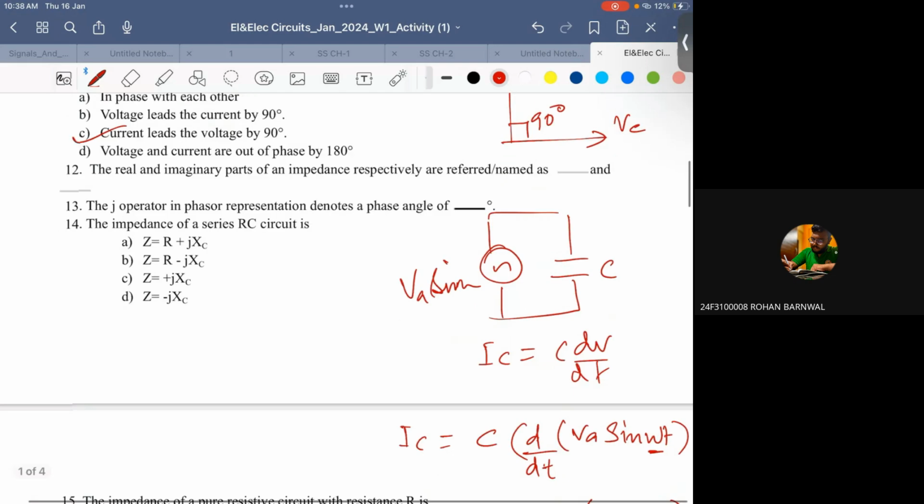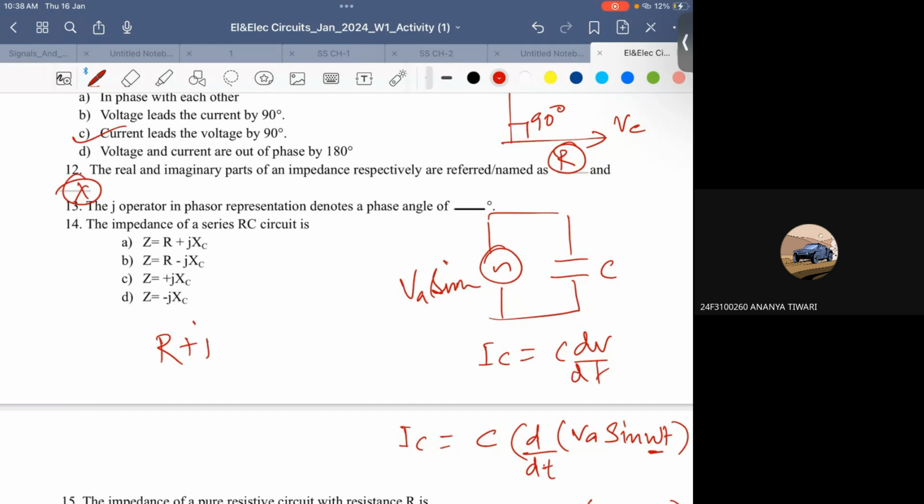Now the next problem: the real and the imaginary part of the impedance respectively are referred to by what name? The real part is resistance, and the imaginary part is reactance. So for any circuit we'll have R plus jX, correct? The imaginary part will be reactance, and the real part will be resistance. I hope this is clear.